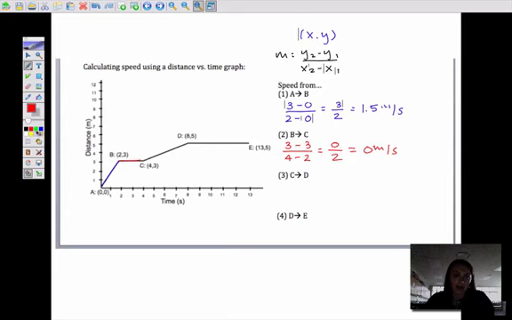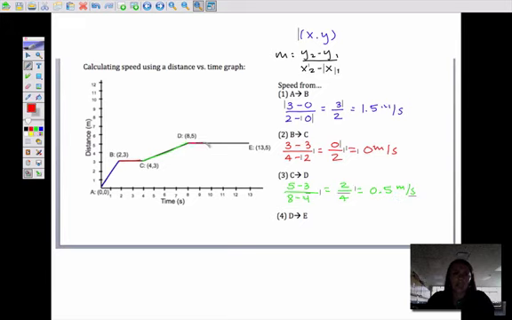Now going from C to D, we are going to say, okay, well our second y coordinate is 5, our first y coordinate is 3, over 8 minus 4. So 5 minus 3 is 2, 8 minus 4 is 4, so it'll equal 0.5 or 1/2 meters per second. So even looking at the slopes, this is much steeper than this. We're going from a slope of 1.5 meters per second to 0.5 meters per second.